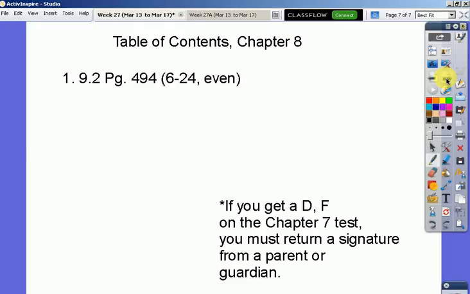Again, a reminder, if you get a D or an F on the Chapter 7 test, before corrections, everything, I'm going to give you a slip that you must sign in order to get the points for the curve. So if I end up curving it, for example, by 3 points, to get those points, you have to have a signature from your parent or guardian that says, I'm aware that my son or daughter failed the factoring test and that factoring is an essential part of the curriculum, so here's what I'm going to do about that. So you will get a slip if you got a D or an F on this test. If you got an A, B, or C, you don't have to worry.